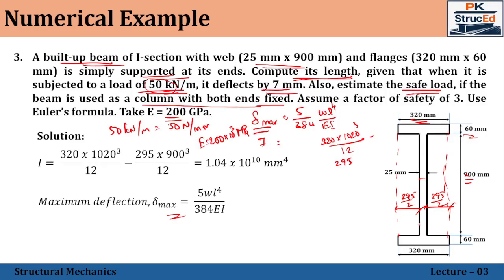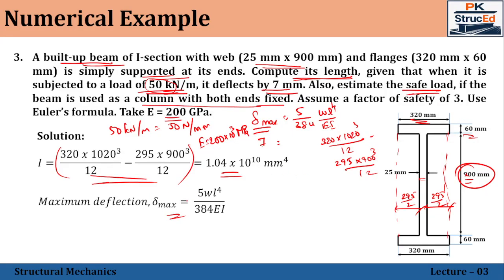So the total is 295 and the total depth is 900 mm. So this will be minus 295 into 900 cube divided by 12. That is what has been written here for calculating the moment of inertia. But this condition is applicable only if the overall cross section is symmetric with respect to both axes. So we calculated the moment of inertia as 1.04 into 10 power 10 mm power 4.